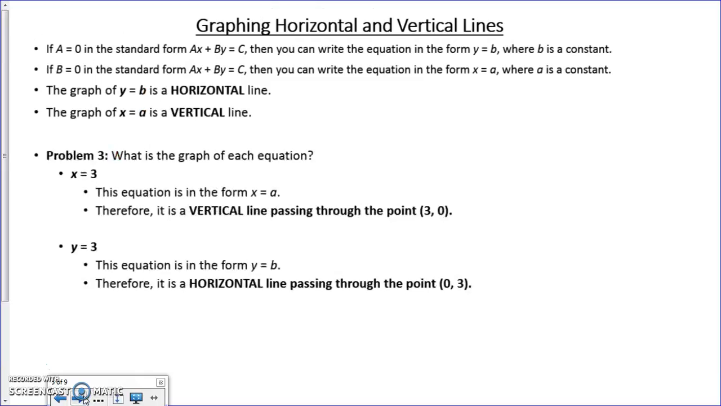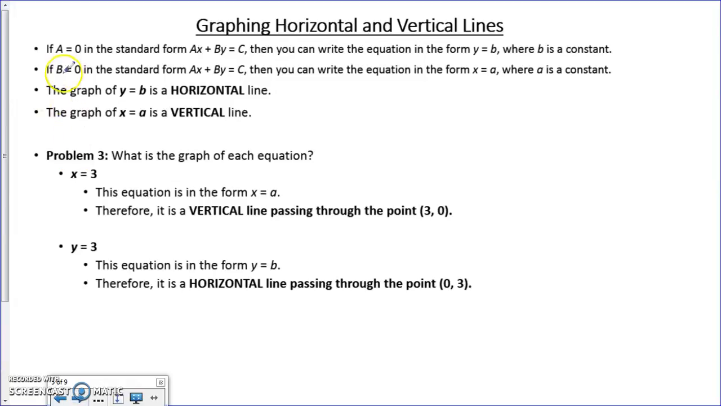Graphing horizontal and vertical lines. If a equals 0 in the standard form ax plus by equals c, then you can write the equation in the form y equals b, where b is a constant. If b equals 0 in the standard form ax plus by equals c, then you can write the equation in the form x equals a, where a is a constant.